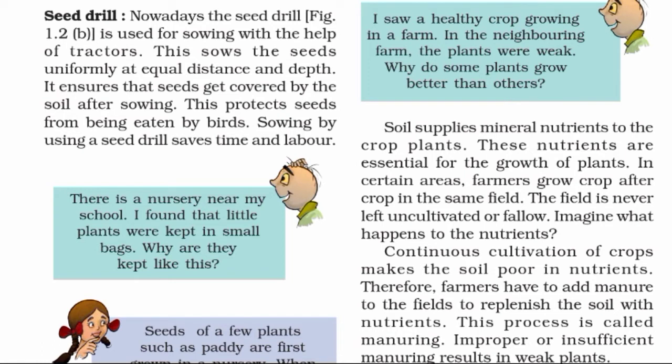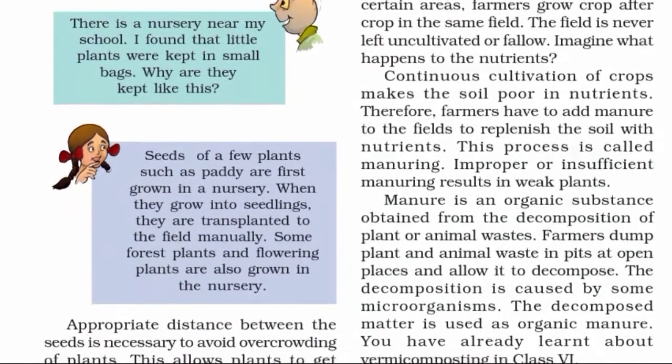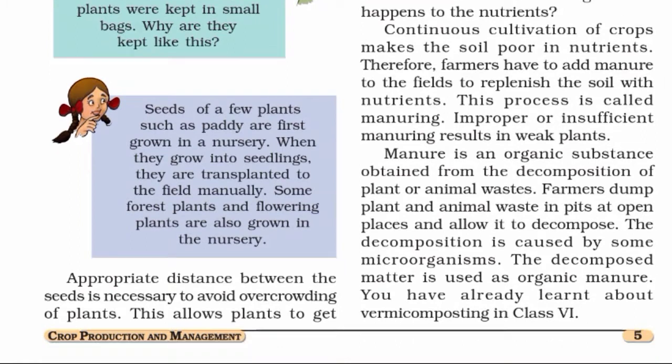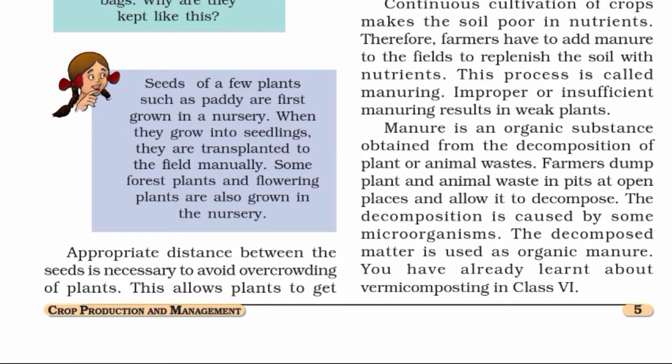Bujo said, "There is a nursery near my school. I found that little plants were kept in small bags. Why are they kept like this?" Paheli answered, "Seeds of a few plants such as paddy are first grown in a nursery. When they grow into seedlings, they are transplanted to the field manually. Some forest plants and flowering plants are also grown in the nursery."